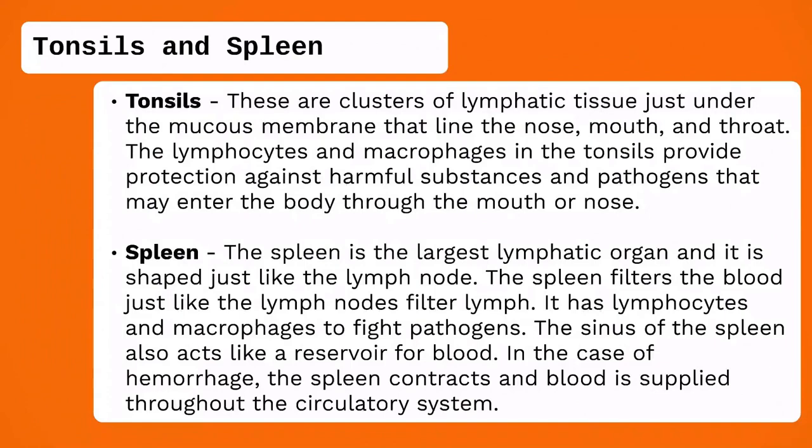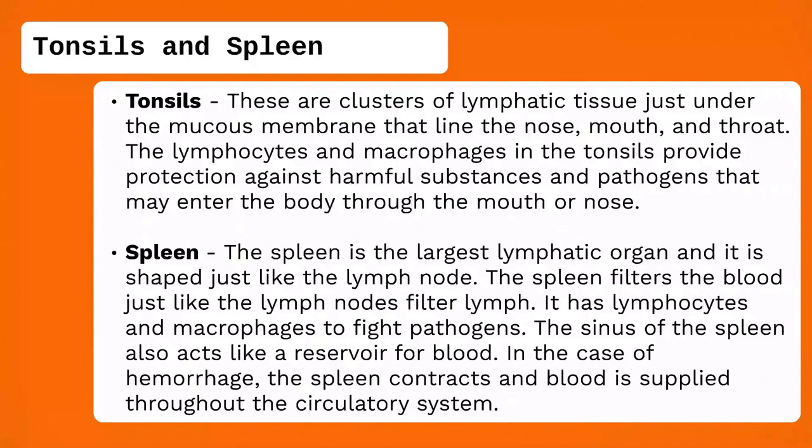Our tonsils are clusters of lymphatic tissue just under the mucous membranes that line the nose, mouth, and throat. The lymphocytes and macrophages in the tonsil provide protection against harmful substances and pathogens that may enter the body through the mouth or nose. Our spleen is the largest lymphatic organ, and it's shaped just like a lymph node.